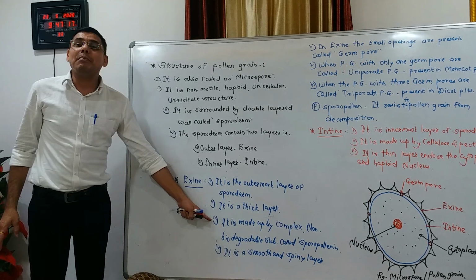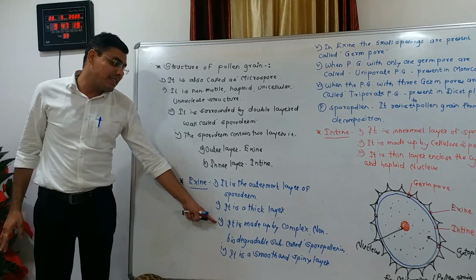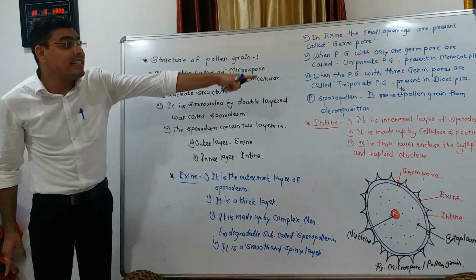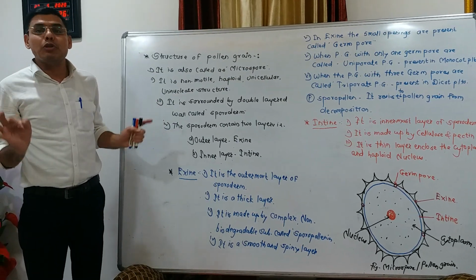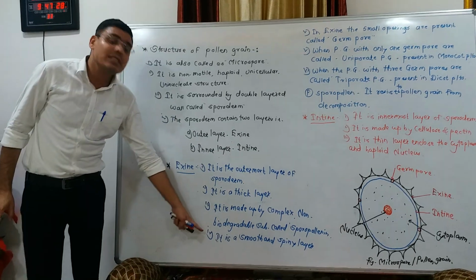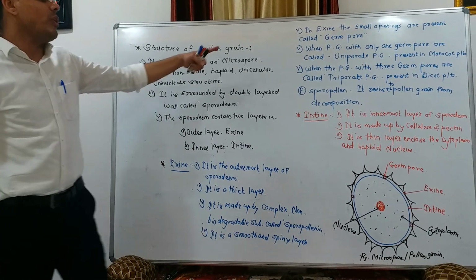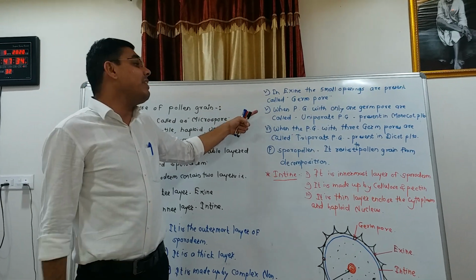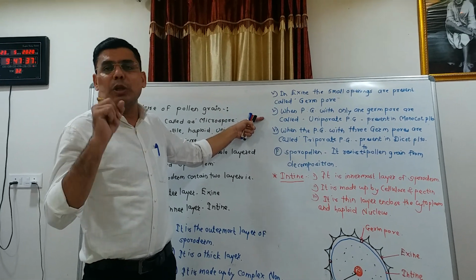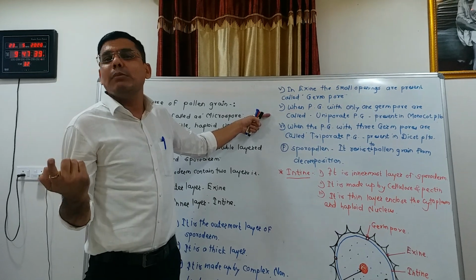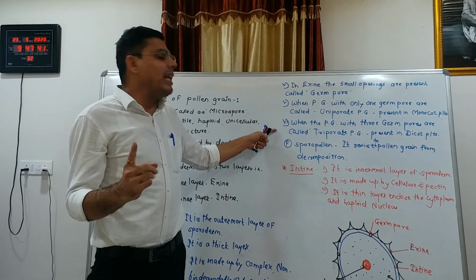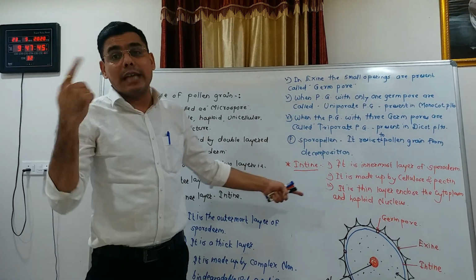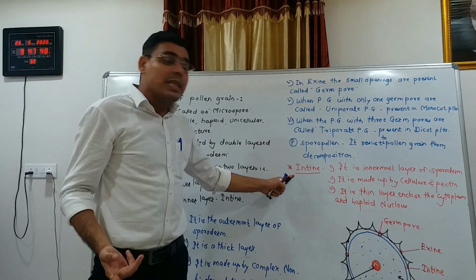It is made up of a complex and non-biodegradable substance called sporopollenin, and sporopollenin resists the pollen grain from decomposition. Next, it is a smooth and spiny layer. In exine, the small openings present are called germ pores. A pollen grain with only one germ pore is called a uniporate pollen grain, present in monocot plants. A pollen grain with three germ pores is called a triporate pollen grain, present in dicot plants.